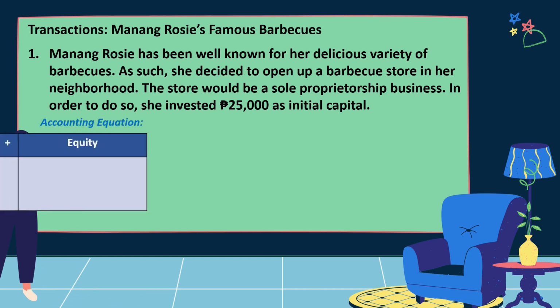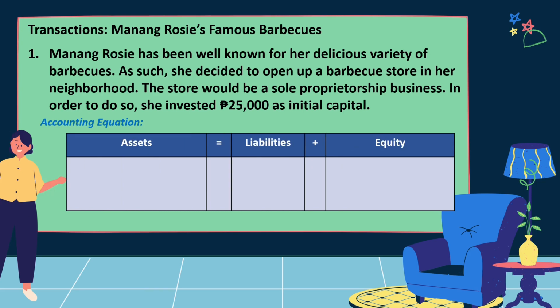Okay, so we have the accounting equation, assets is equal to liabilities plus equity. Kung ano yung sagot sa assets, ganun din dapat yung sagot kay liabilities and equity. Kailangan balance ang accounting equation niya. So in this transaction, we have first assets, which is cash, 25,000. So, bakit positive sign yan? Kasi yan yung first investment niya. So, cash ang in-invest niya sa business niya, which is 25,000.